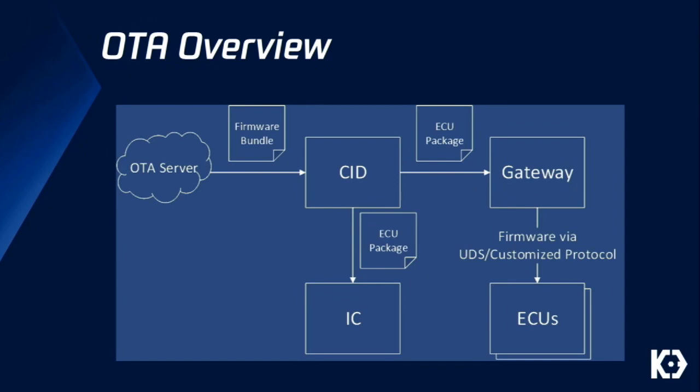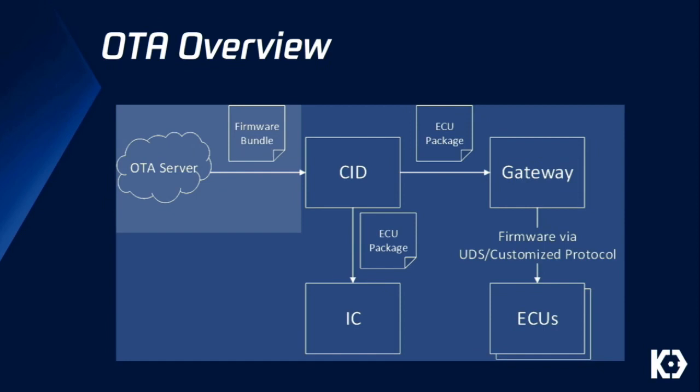And then the server will deploy a bundle to the CID, which is the large screen you have seen. And the CID will deploy your firmware bundle to other components such as the gateway and so on. Most importantly, all those ECUs such as the ESP are not connected directly to the CID. So the gateway will flash them using some customized protocols or something like UDS.